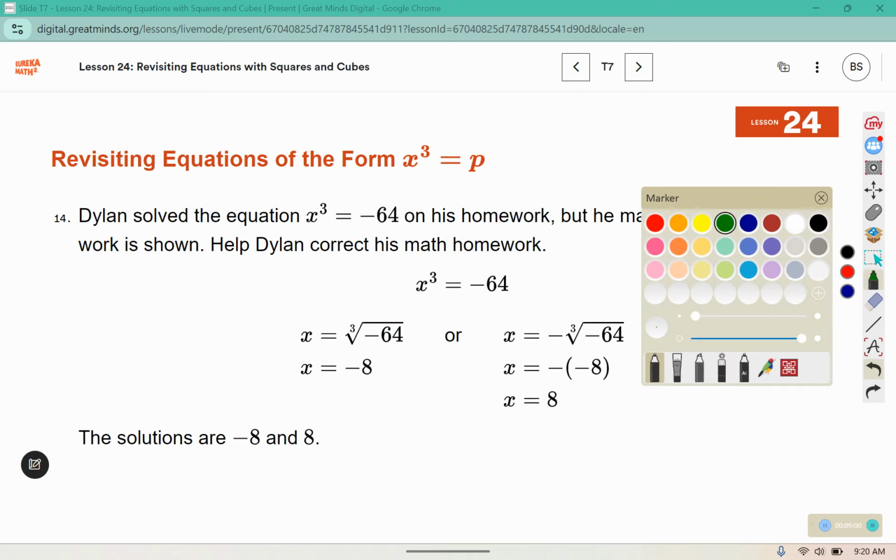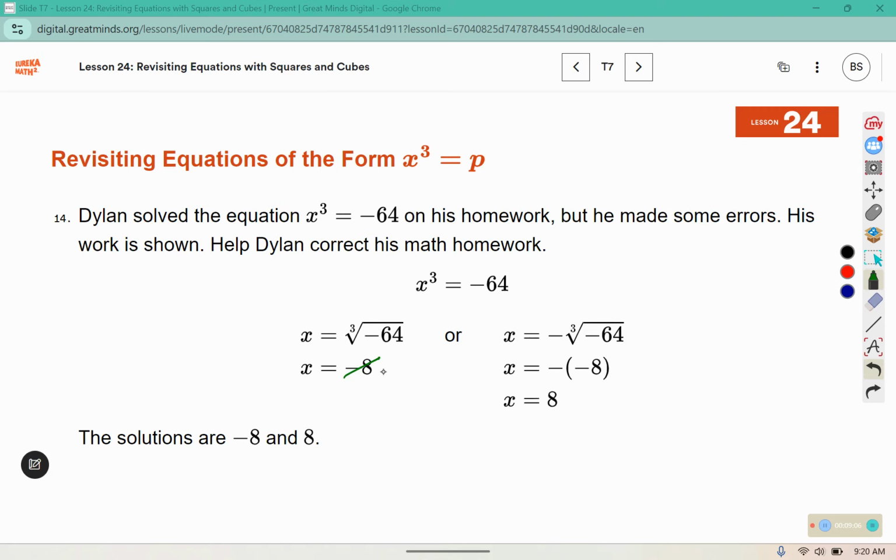So to correct his homework, we need the cubed root of negative 64 is negative 4. Since it's a cubed root, there should only be one answer, because positive 4 times positive 4 times positive 4 is positive 64. But negative 4 times negative 4 times negative 4 is negative 64, and that's the one we're looking for.